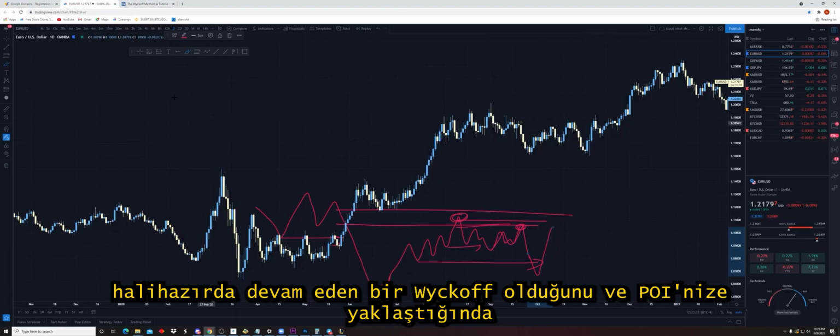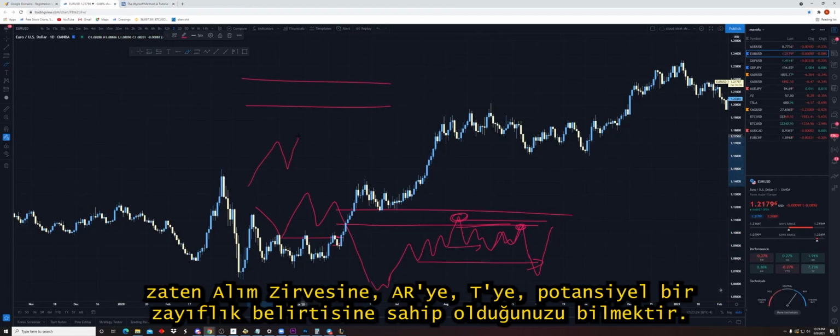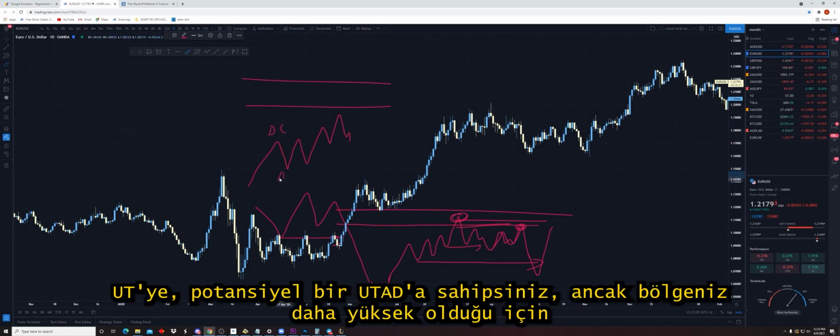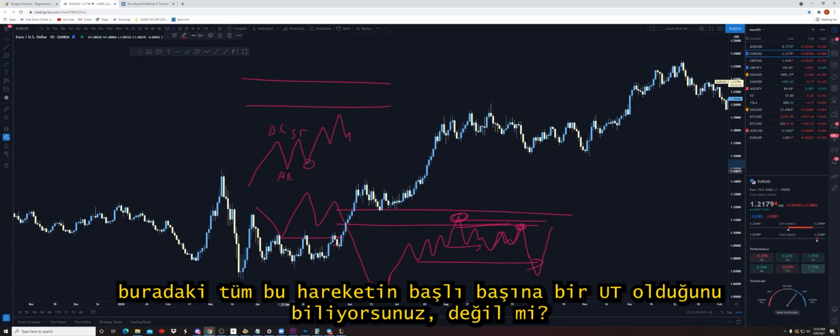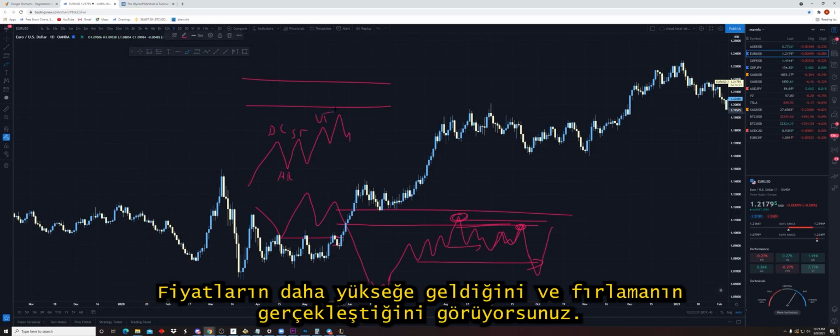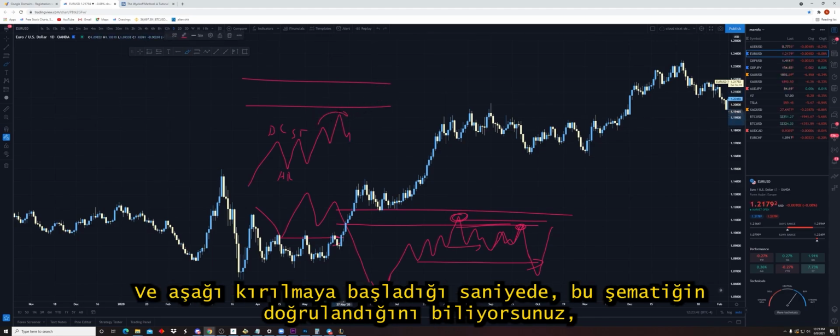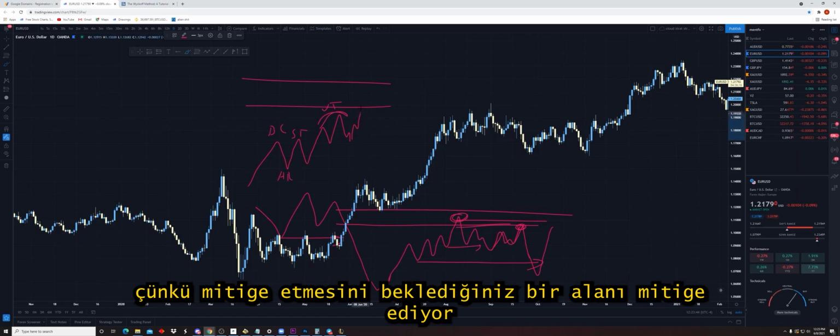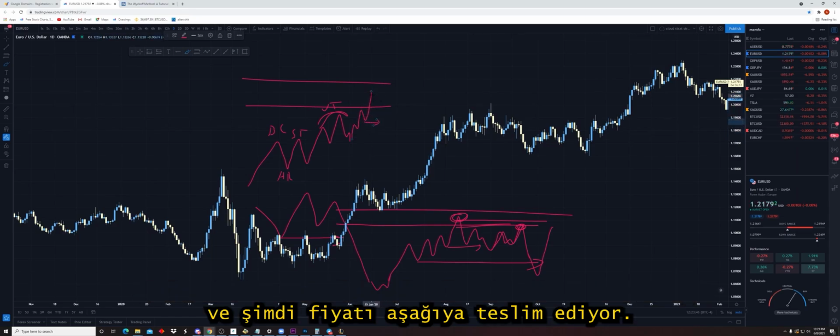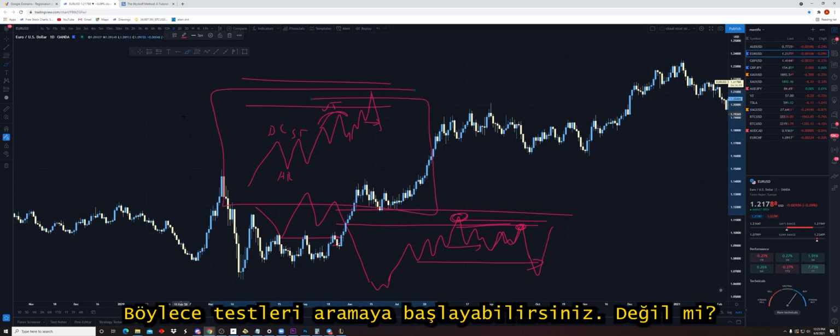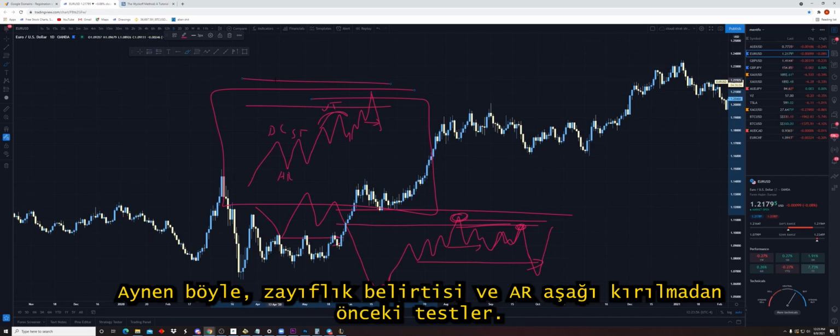Another way, and a more advanced way, is to understand that there is Wyckoff already undergoing, and as it approaches your POI, you already know. You have the buying climax, you have the AR, you have the ST, you have a potential sign of weakness, but in this case, it's just a test of another AR, which is fine. The UT, you have a potential UTAD, but because your zone is higher, you know that this whole move right here is its own UT, right? You have prices coming higher and the UTAD happens, and the second it begins to break down, you know that this schematic is becoming verified because it is mitigating an area you expected it to mitigate and now is delivering price lower.